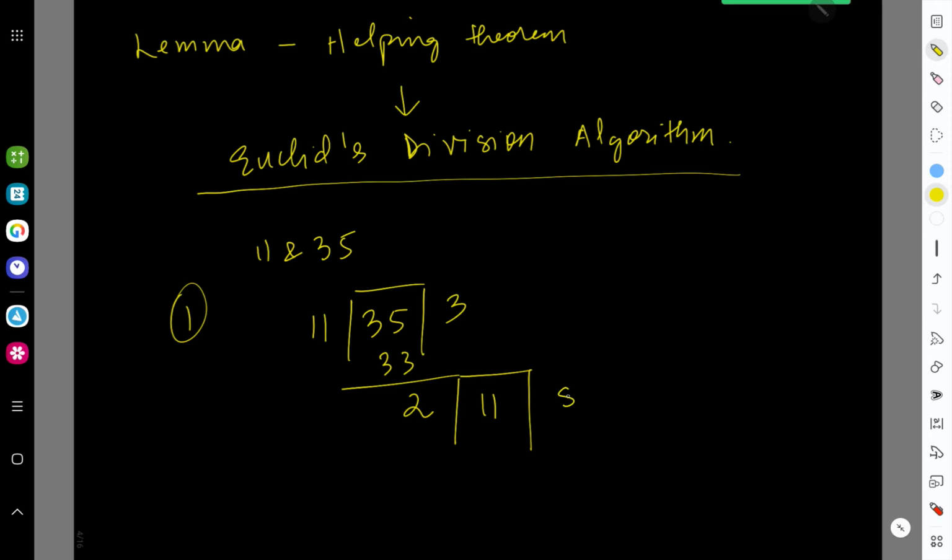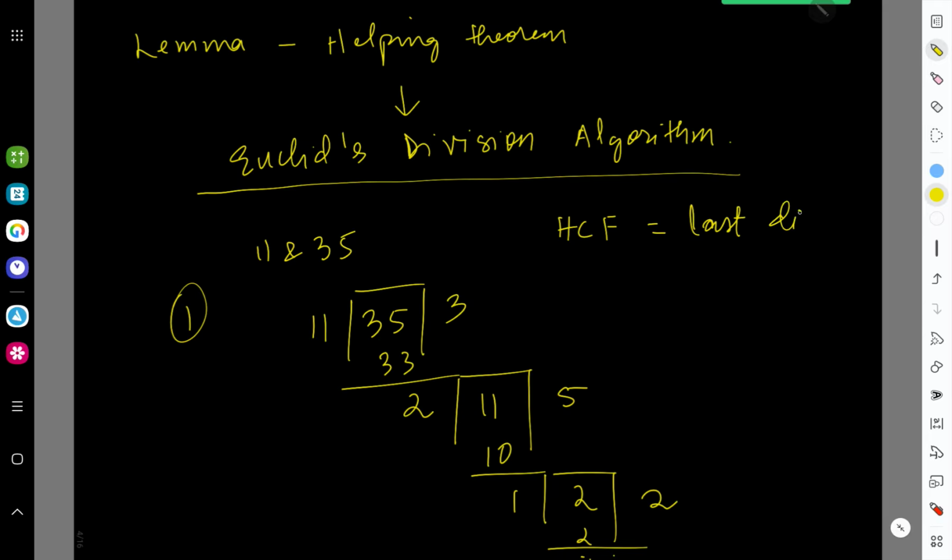So 2 times 5 is 10, our remainder is 1, and as I have said, we will consider 2 as our new dividend and 1 as our new divisor, and we know that 1 times 2 is 2, and finally our remainder is 0. The algorithm says stop the process when the remainder becomes 0. Then the HCF is the last divisor, which is 1 here.